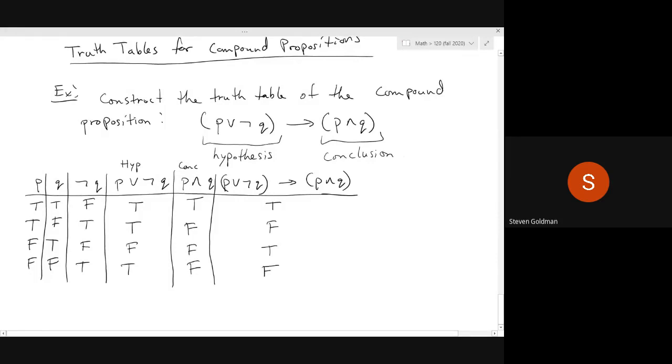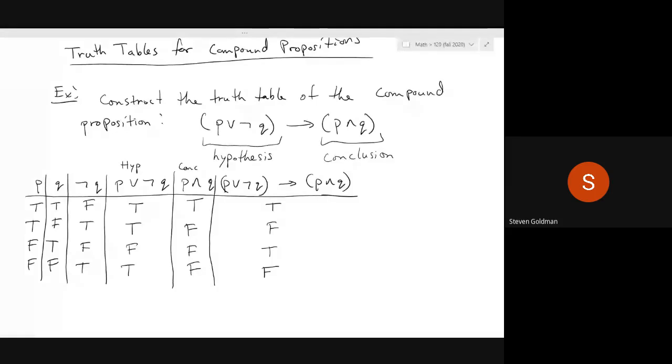Okay. So what does this truth table tell me? It tells us that for this compound proposition, P or not Q implies P and Q, we now know when it will be true and when it will be false. It will be true when P and Q are both true, or when P is false but Q is true. Okay, and it will be false in the other two cases. Okay. Any questions on that?